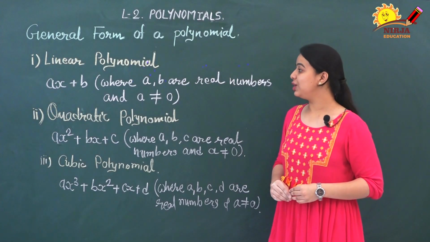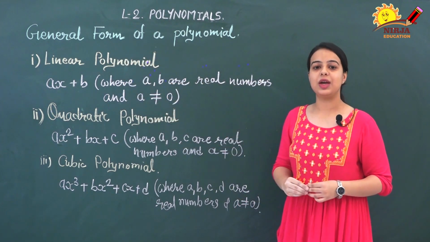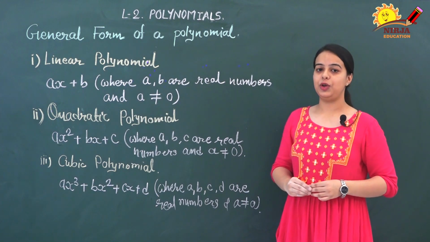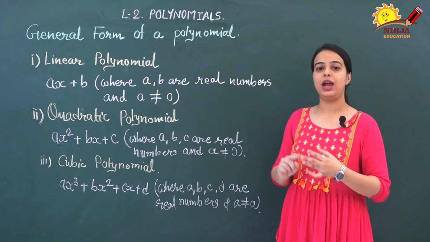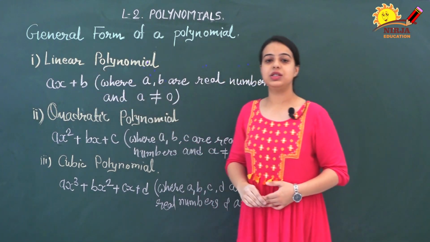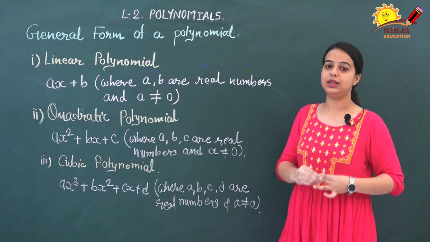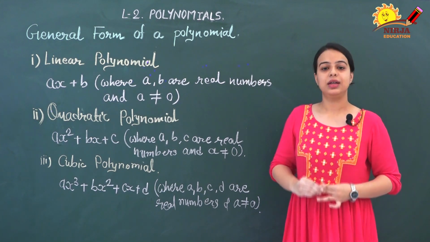So, now we are going to see about general form of a polynomial. Just now we have seen 3 kinds of polynomial: linear, quadratic and cubic. So, let us see the general form of all these kinds of polynomial, so that it is easy for us to identify which kind of polynomial is given.